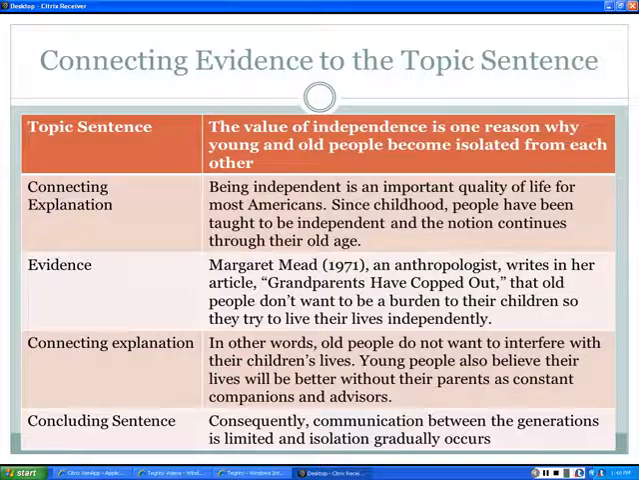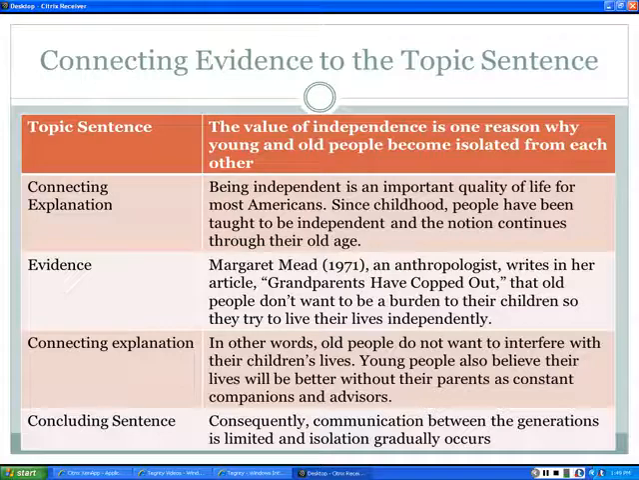Now we introduce the evidence. Margaret Mead, 1971, an anthropologist, writes in her article, "Grandparents Have Copped Out," that old people don't want to be a burden to their children, so they try to live their lives independently. Now we need some more connecting explanation. In other words, old people do not want to interfere with their children's lives. Young people also believe their lives will be better without their parents as constant companions or advisors. So you see how we already have a paraphrase, but then, in other words, gives some more explanation. And then finally, we end with a concluding sentence. Consequently, communication between the generations is limited and isolation gradually occurs.